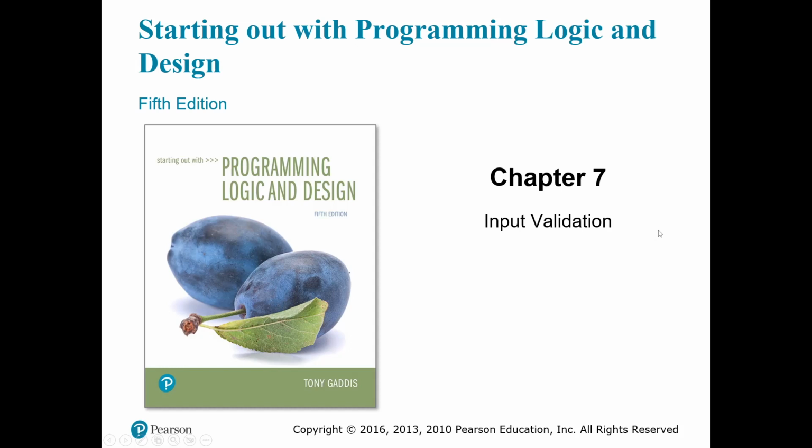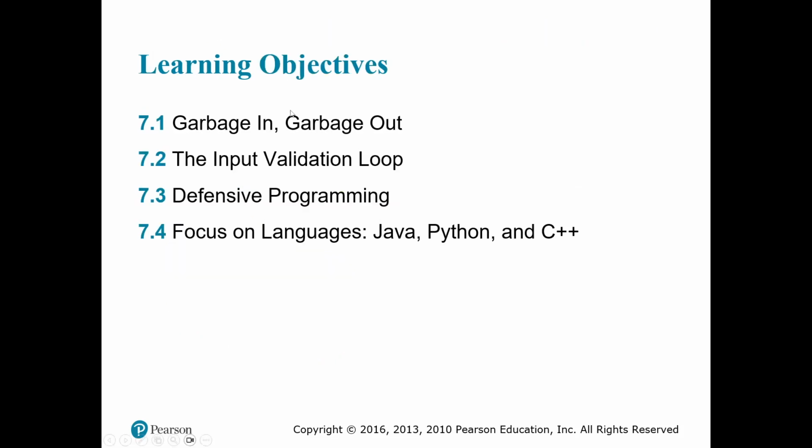Today we're going to cover chapter 7 of our Programming Logic and Design course, and we're going to talk about input validation. These are our learning objectives, so we're going to cover the concept of garbage in, garbage out. We're going to talk about the input validation loop. We're going to talk about what is defensive programming, and then I'm going to show you some examples in Python.